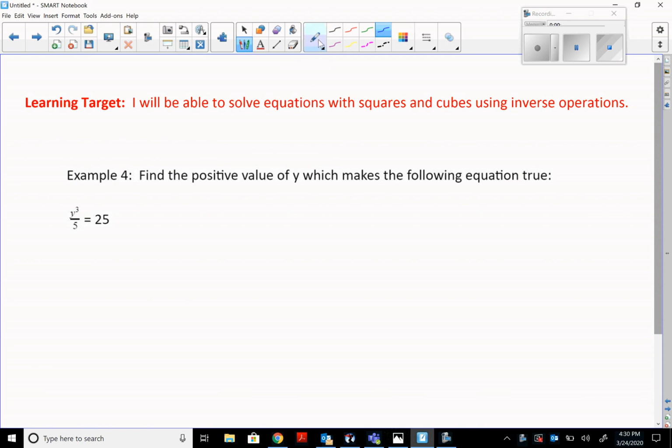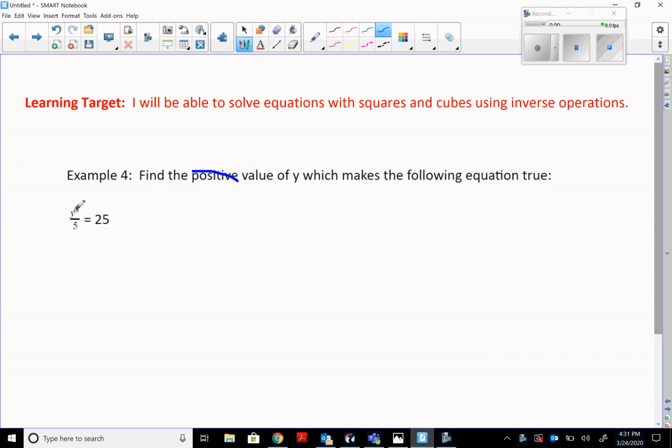Okay, in this fourth example, we have y to the third power divided by 5 equals 25. And we are trying to find the value of y which makes the following equation true. So once again, as always with equations, we are going to use inverse operations to solve it.